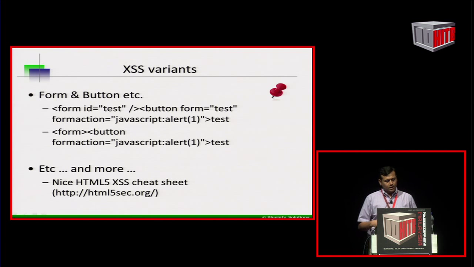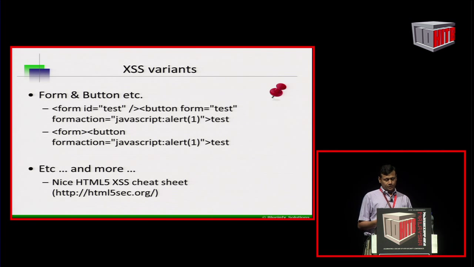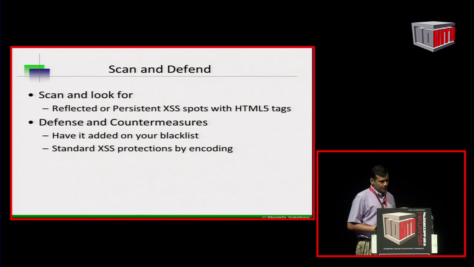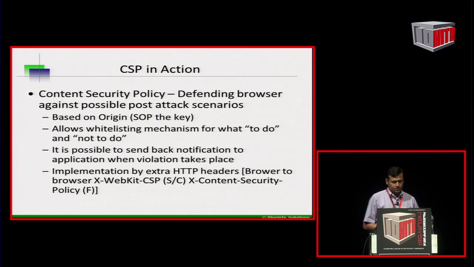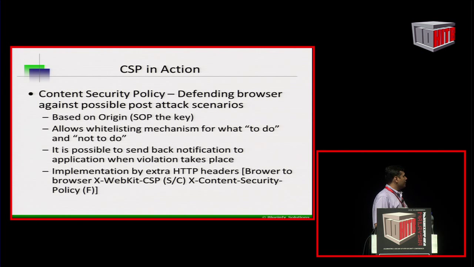So pretty much there are scenarios which have changed with HTML5 on this HTML5 attack surface. So scan and defend, reflected and persistent XSS and standard XSS protection would come into the picture. Another added defense which we have with the new browsers is called CSP, that's content security policy. It's based on origin, which dictates what to do and what not to do. And it has a different implementation for different browsers. So they will send an actual header with X-WebKit-CSP, and content security policy for Firefox.